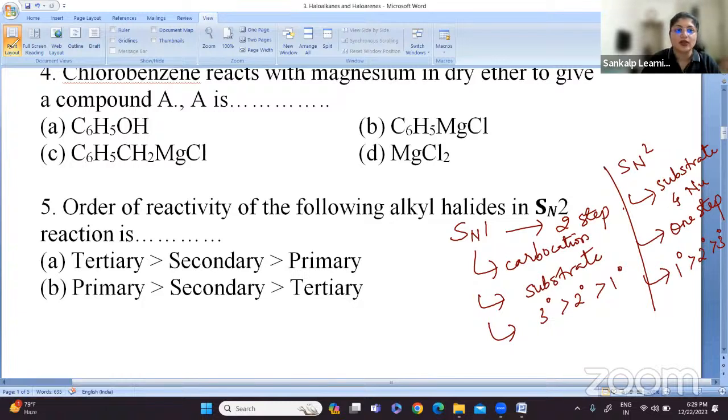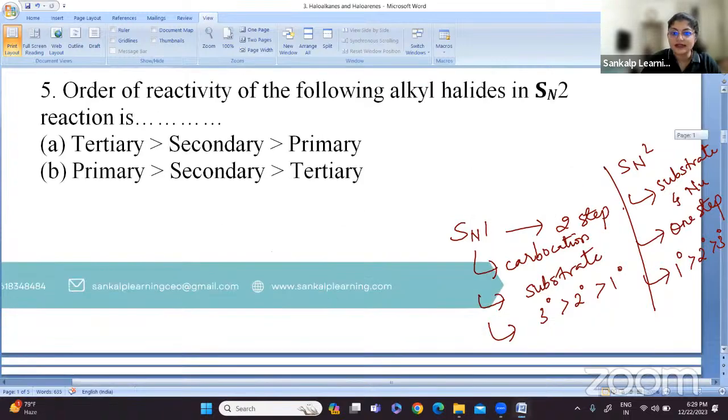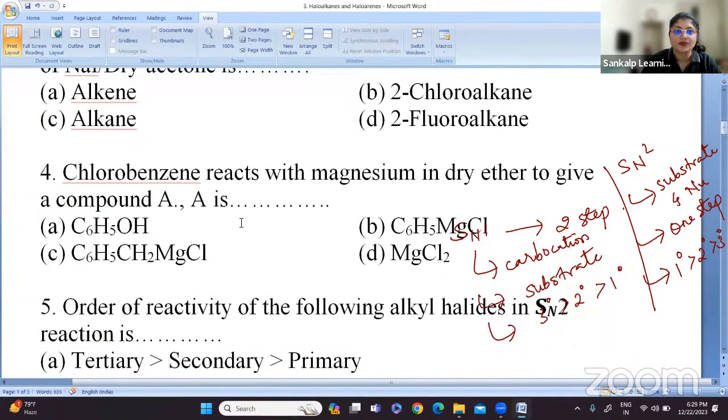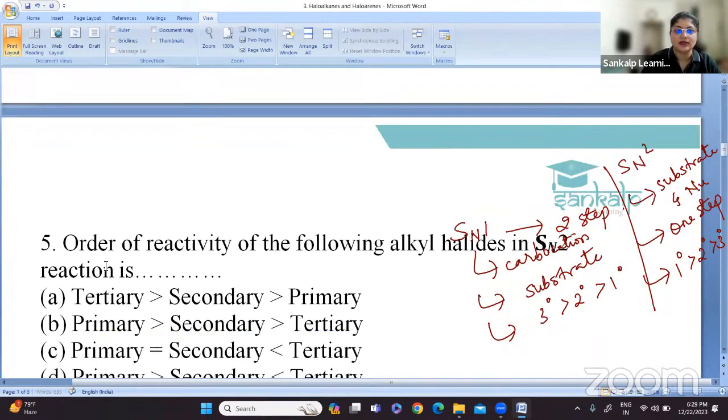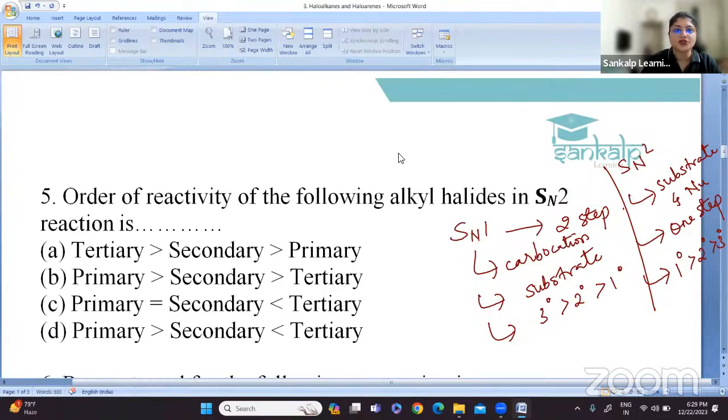Is it right? Okay, so now you can see the other two options also. Now you can answer me. Okay, already the answers are out. Sita, Shushti, Vedvati, Sita, they have answered it right. Yes, it is. Primary is greater than secondary is greater than tertiary. I'm talking about SN2, not about SN1.